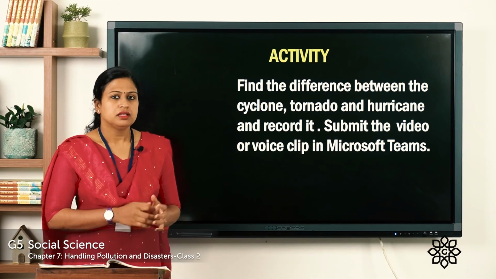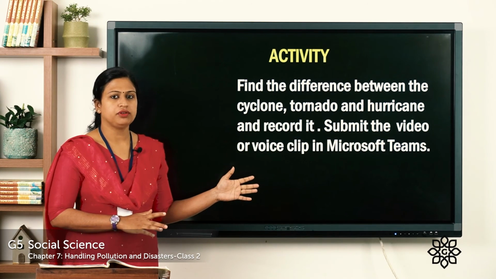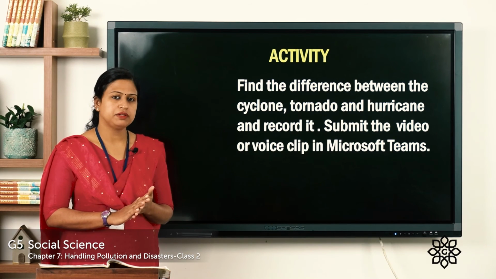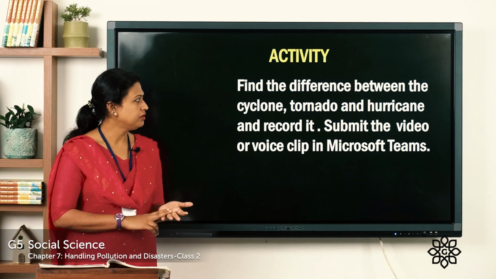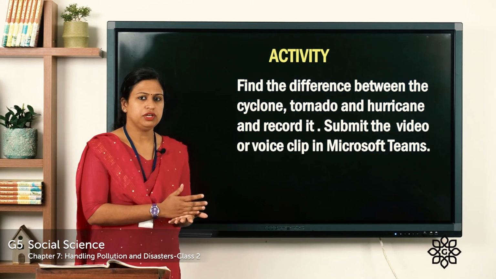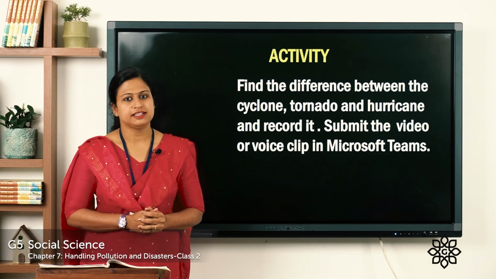Now, this was about natural disasters. Now, there is an activity for you. The activity is you have to find the difference between cyclone and tornado and record it. You have to record the video plus the voice clip and submit it in Microsoft Teams.